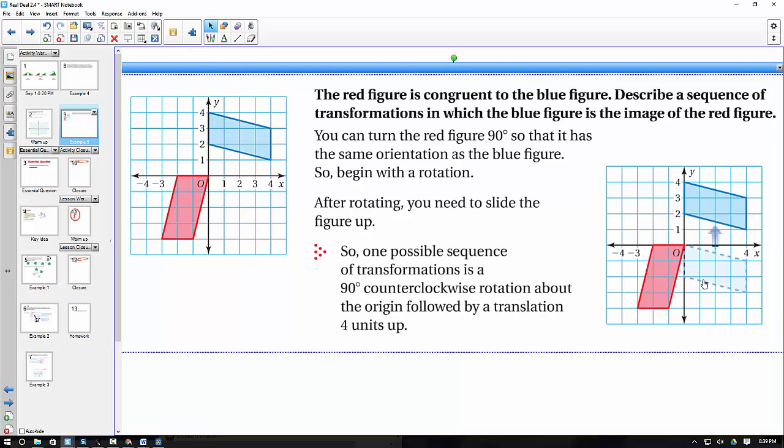So here's one way to do it. Again, my rotation of 90 degrees. This is what it'll look like after I rotate this red shape 90 degrees. And now again, I'm taking this point, and this corresponds to this point, and it goes up 1, 2, 3, and 4. Just like this point will correspond to this point by going up 1, 2, 3, and 4. And this point will be 4. 1, 2, 3, and 4, and this one as well.